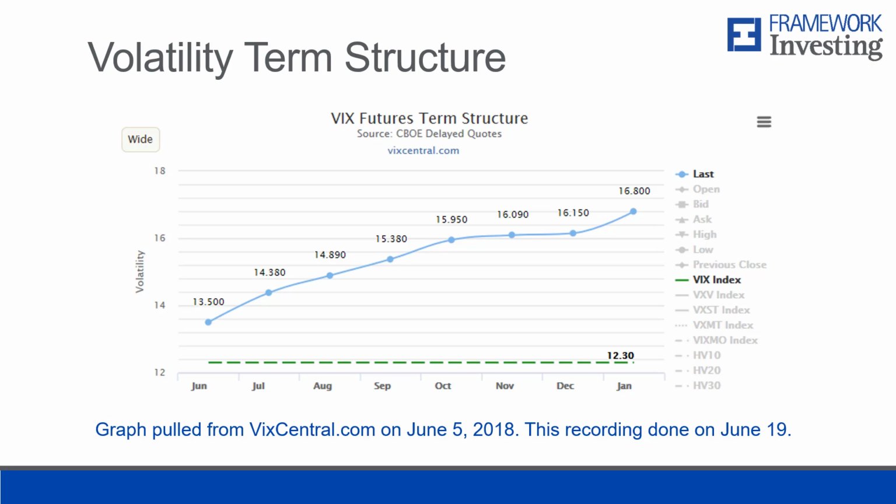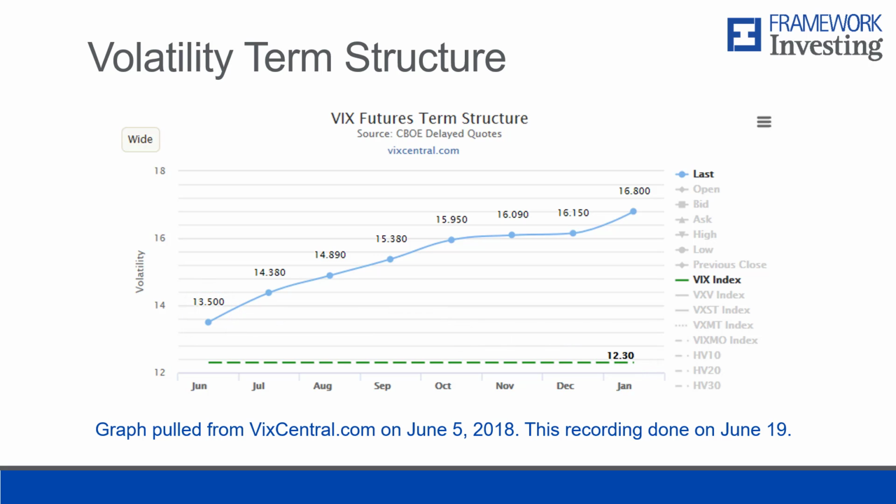The important thing to note is that this straight green dotted line at the bottom of the graph, labeled 12.30, is the calculated value of the VIX on the day these data were pulled. This value, in other words, represents the spot or cash value of the VIX. The VIX Futures contract expiring in June, the front month contract, is trading for 13.50 and is expiring on June 20th, just one day from now as I'm recording this.